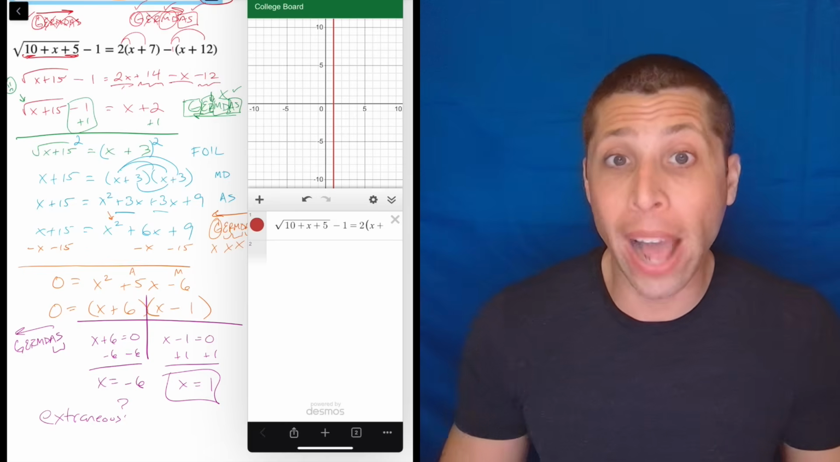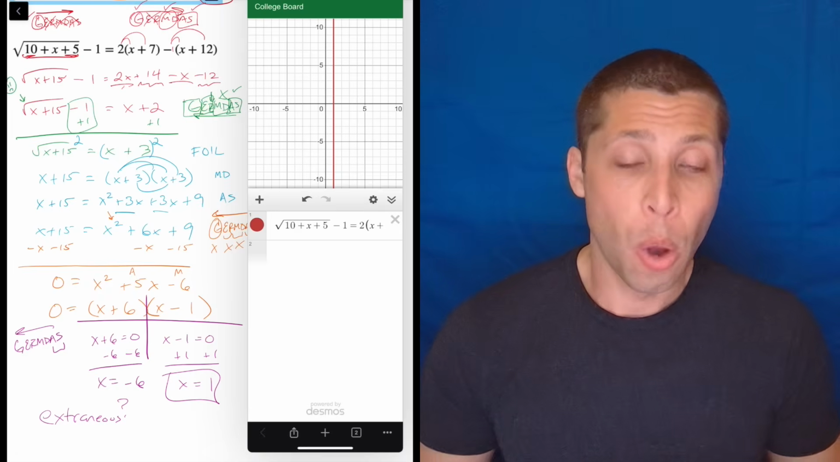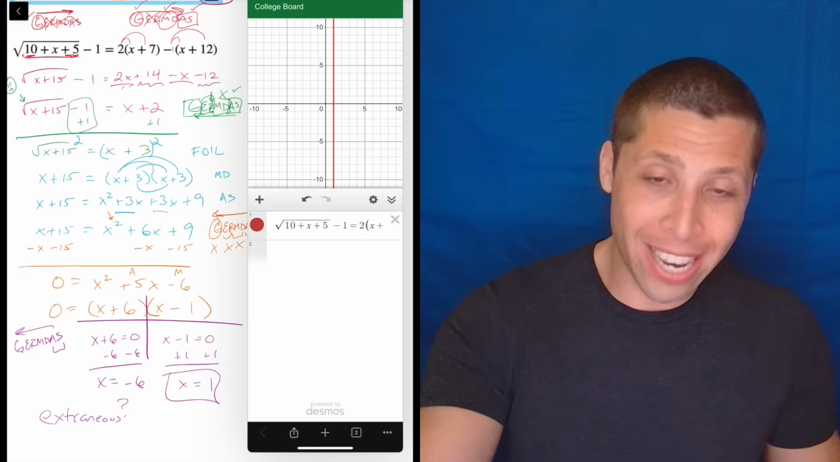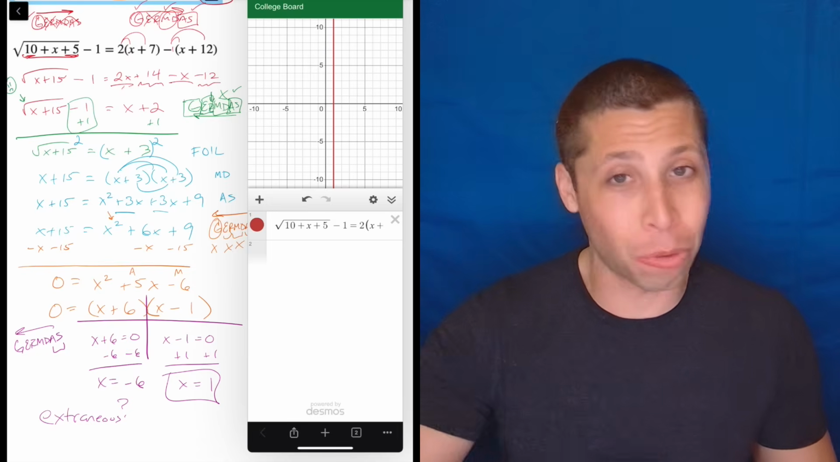And that happens a lot with radicals because of just the way they behave. So what technically, if we didn't have a calculator here, what we would need to do is go back to the original equation and put in -6, and it won't work. And I'm going to show you that because we're trying to do GERMDAS, we're trying to be thorough.